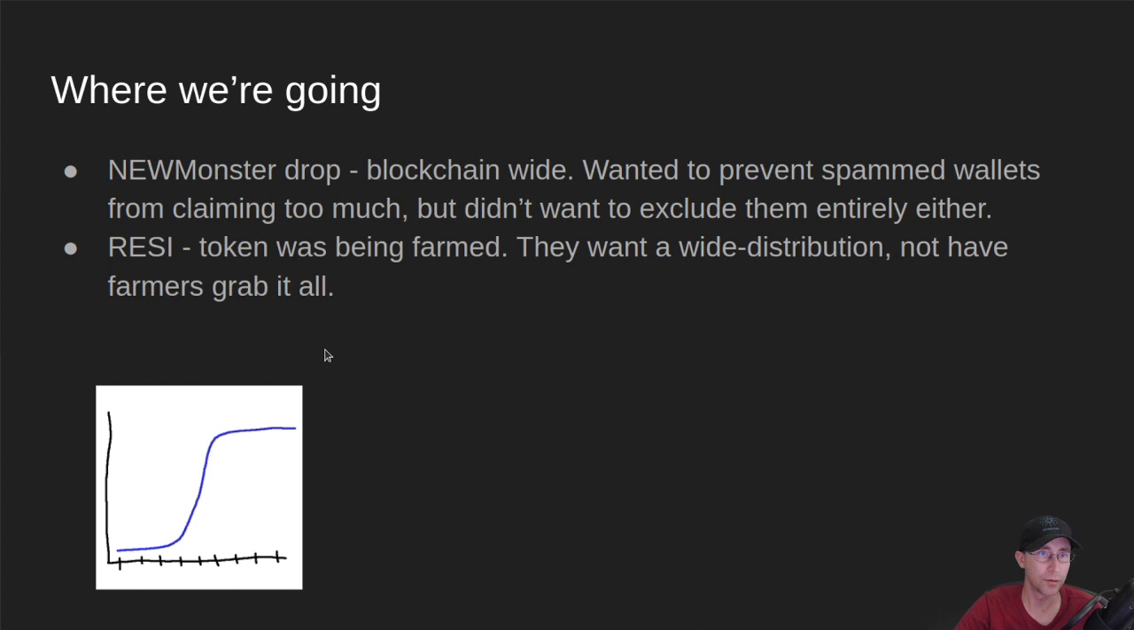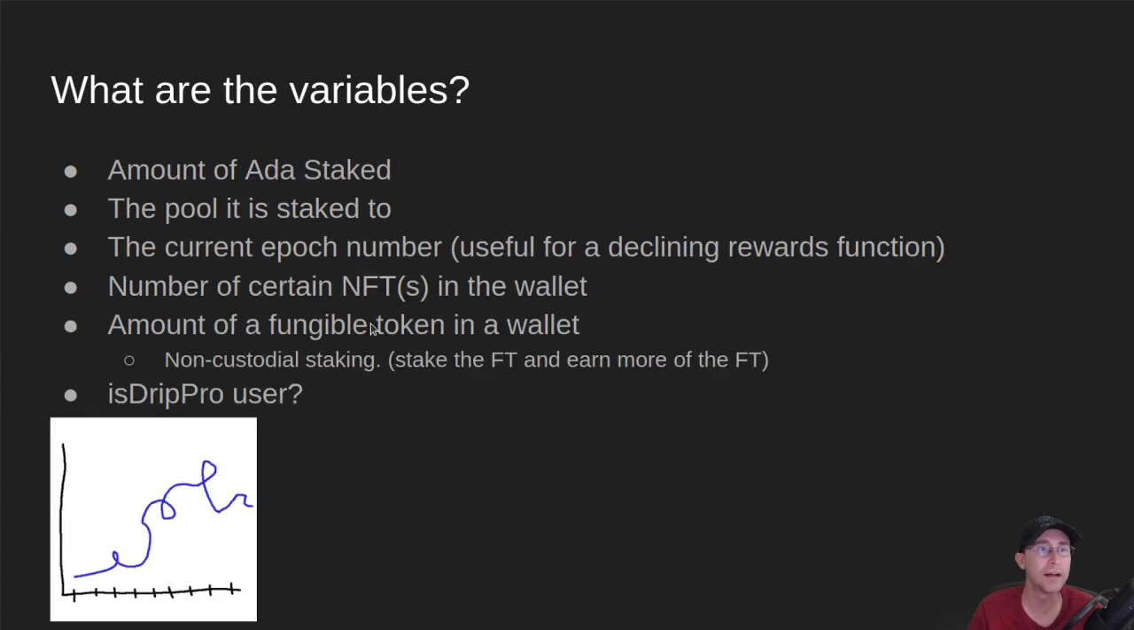So kind of, that's a bad slide. So what are the variables? What does a token client have as the inputs into their formula to make a good decision? So first of all, the amount of ADA staked. What pool it is staked to is also a variable, or you can set it up to be any pool staked. The current epoch number is also an input.